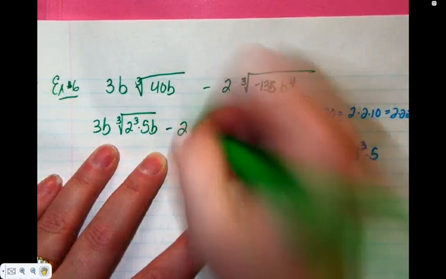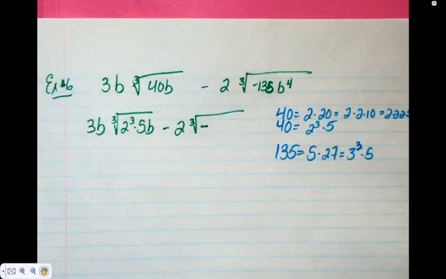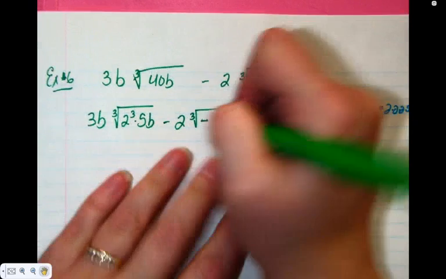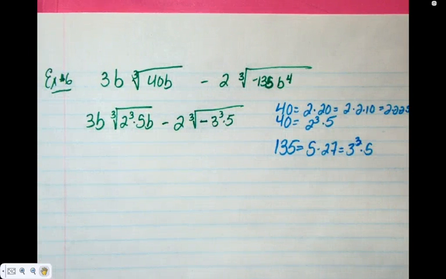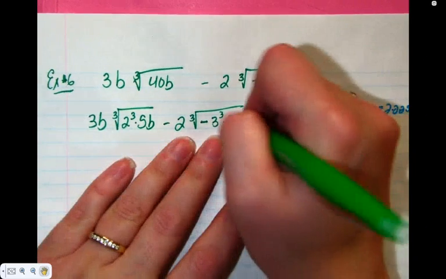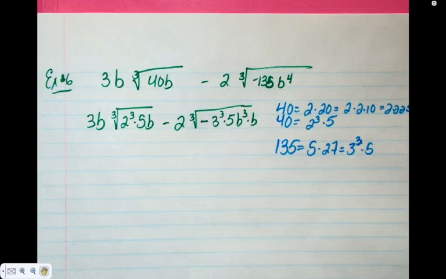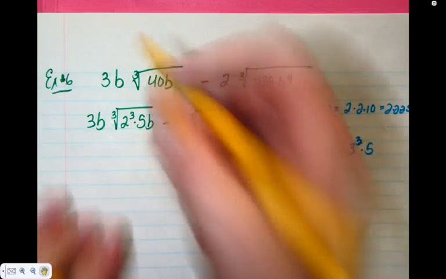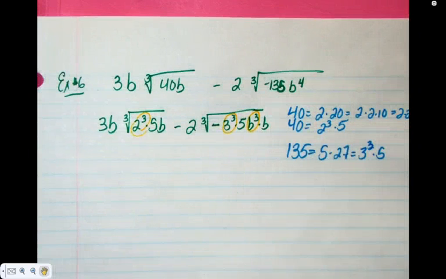Then I got this negative 2 in the second part. And here's where just make sure that negative's coming down from that negative 135. So I have a negative 3 cubed and a 5. And what do I want to do with that b to the fourth? b cubed times b. Circling everything with a cube because I know it's going to come out front.